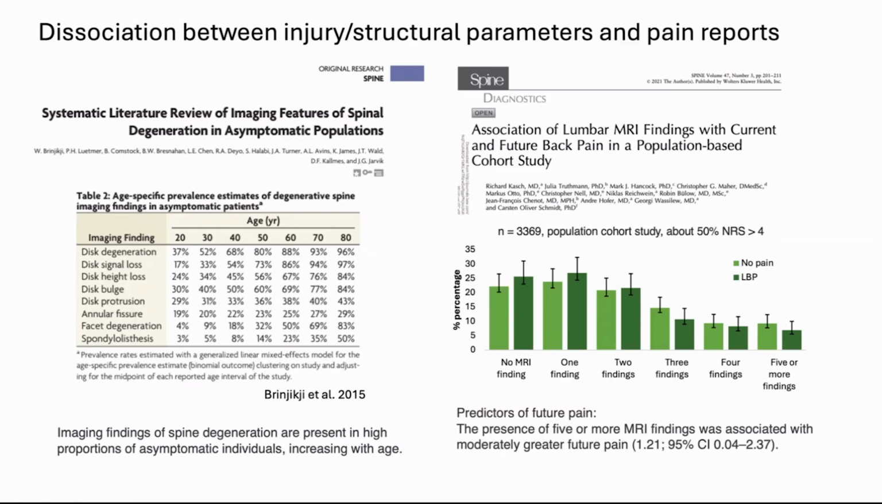The only really significant finding was that patients with no pain but with 4 or 5 or more findings had a slightly higher likelihood of developing chronic pain in the future. So again, this really highlights how body degeneration or body injury doesn't really relate with the amount of pain that a given individual reports.